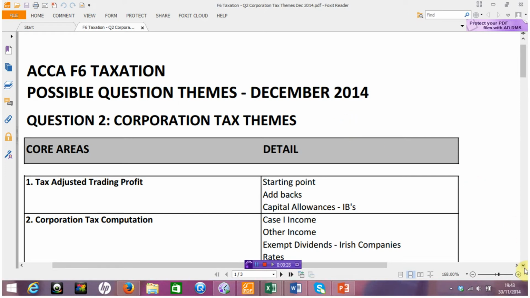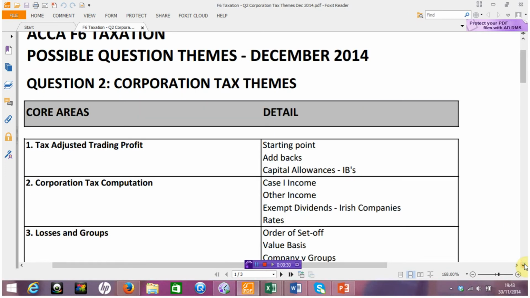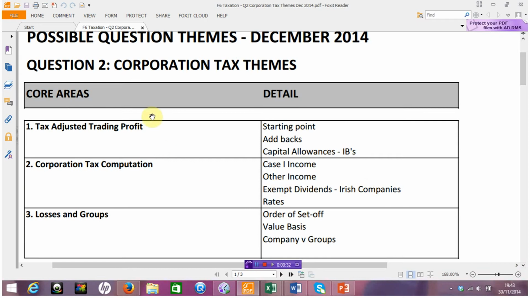As before, I have three main core areas, as you see here. These are the most common approaches by your examiner to a CT question. So let me just go briefly through the first area for you. This is the tax-adjusted trading profit.